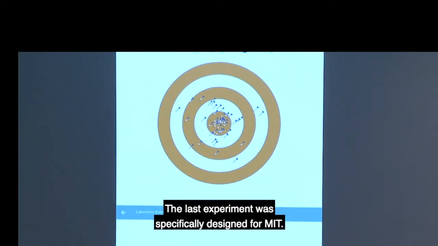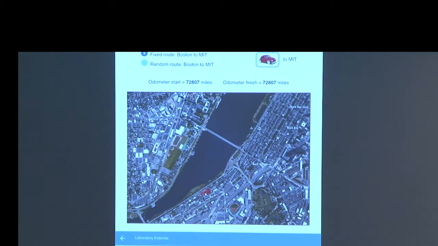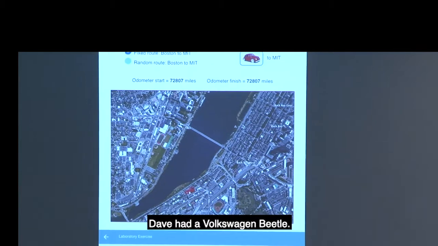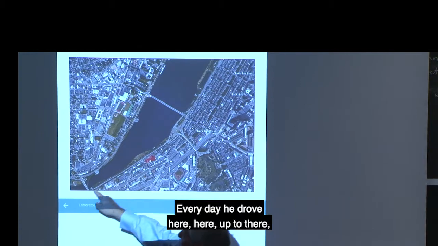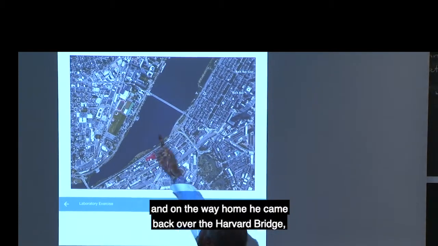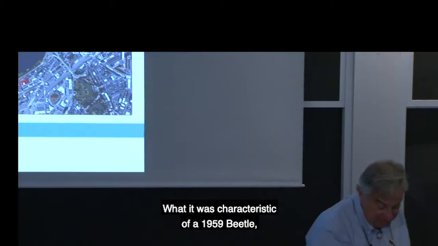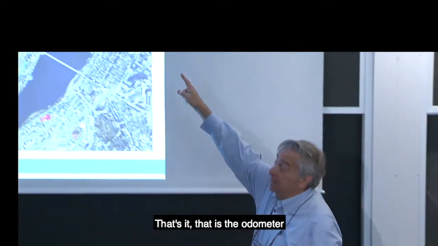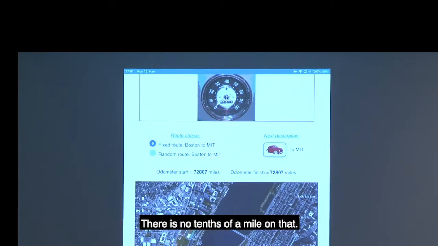The last experiment was specifically designed for MIT. We all know that image, right? You all love it. True story, Dave had a Volkswagen Beetle. Dave lived here on Bay State Road. Every day he drove here, up to there. On the way home, he came back over the Harvard Bridge and then came back down to here. What was characteristic of a 1959 Beetle is, here is the odometer on it. That is the odometer from a 1959 Volkswagen Beetle. There is no tenths of a mile on that.